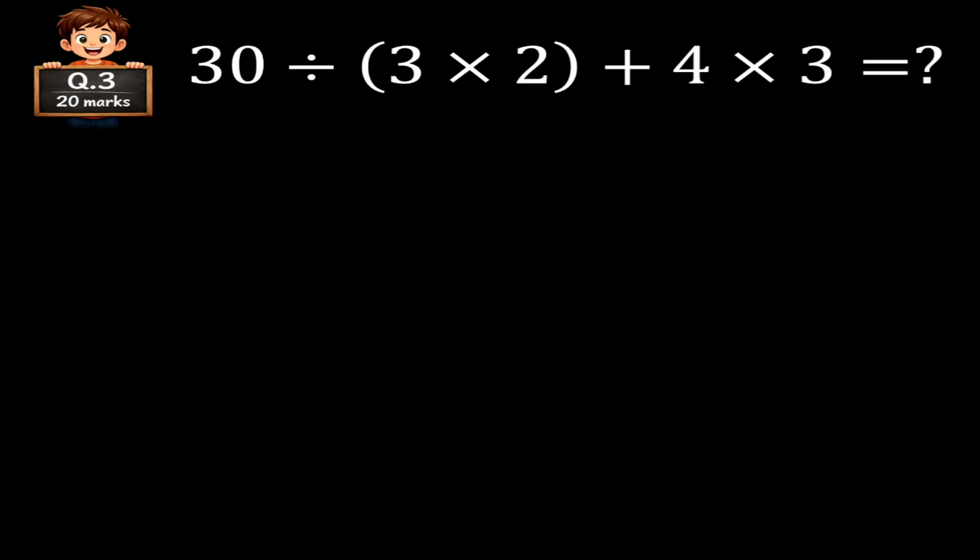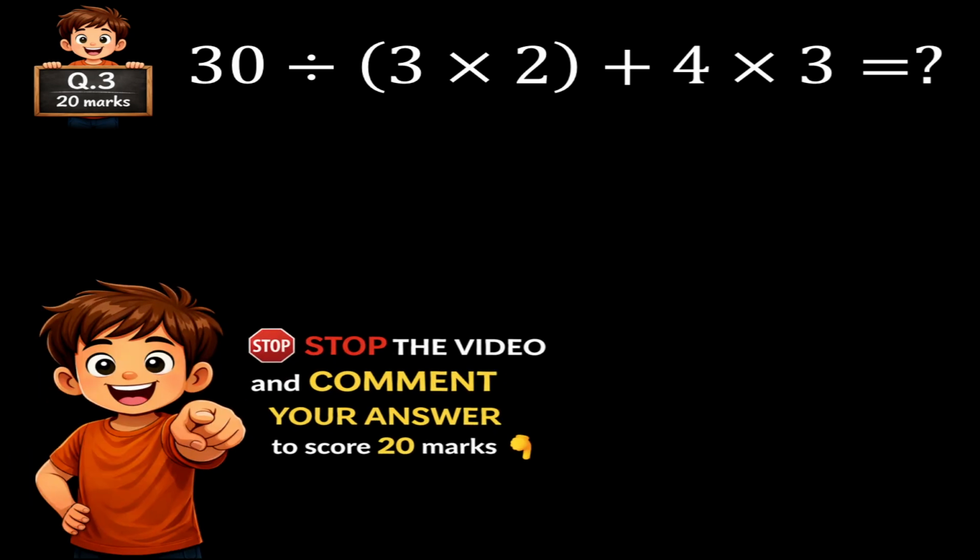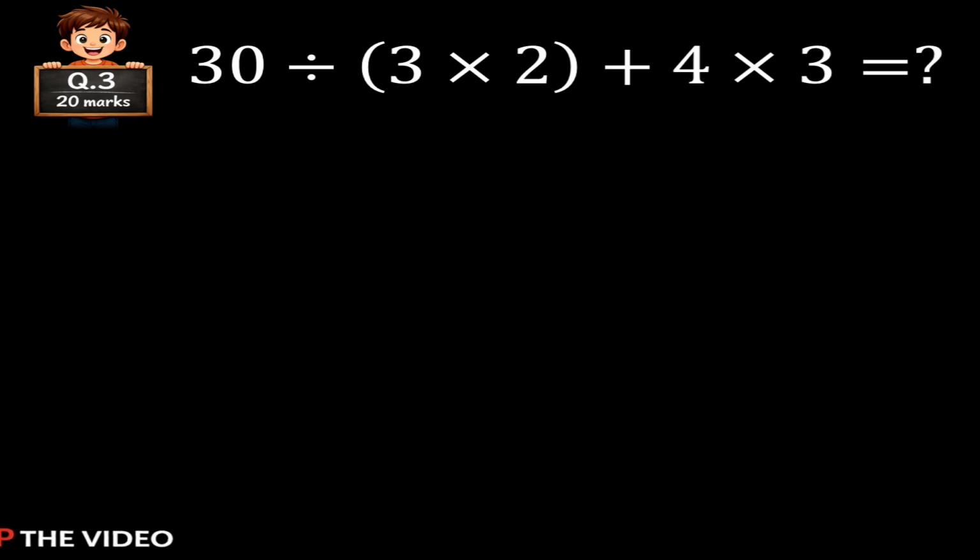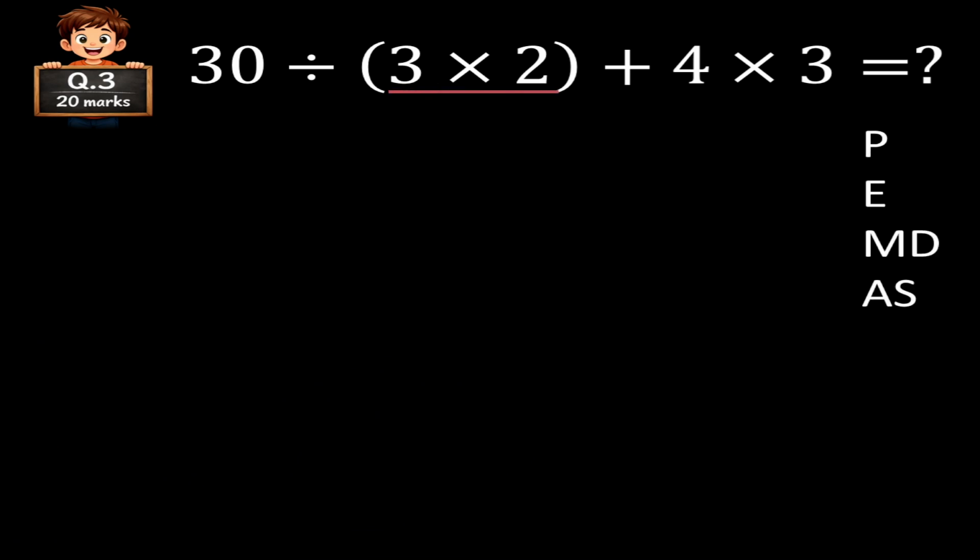30 divided by (3 multiply 2) plus 4 multiply 3. So now stop the video and comment your answer to score 20 marks, right? So now let's solve this question by using the PEMDAS rule. So first we have to solve this parenthesis. So 3 multiply 2 is equal to 6. So now the expression becomes 30 divided by 6 plus 4 multiply 3.